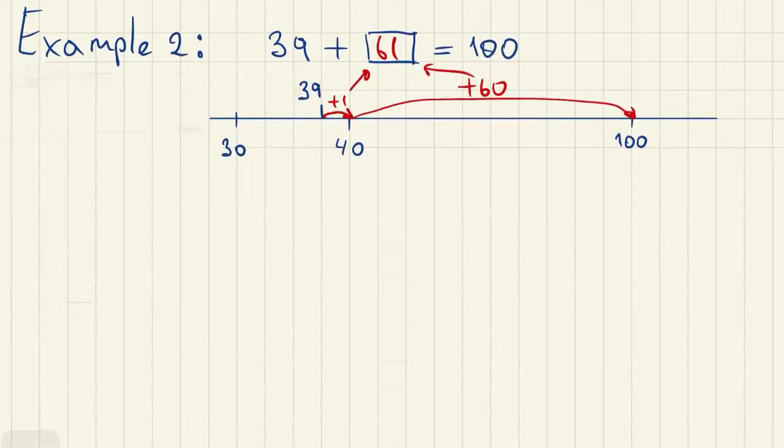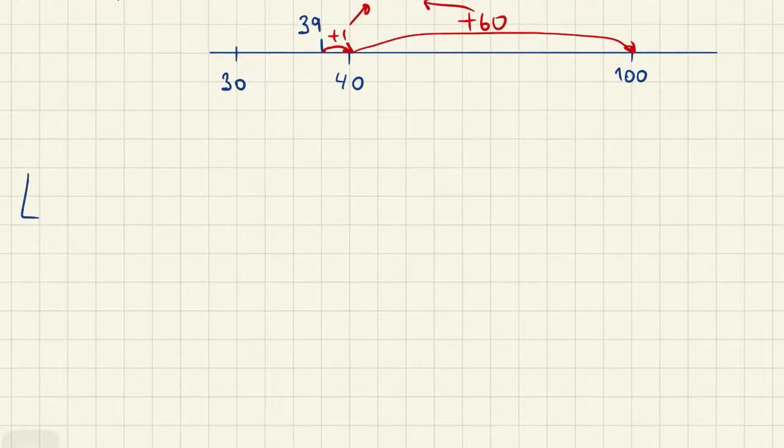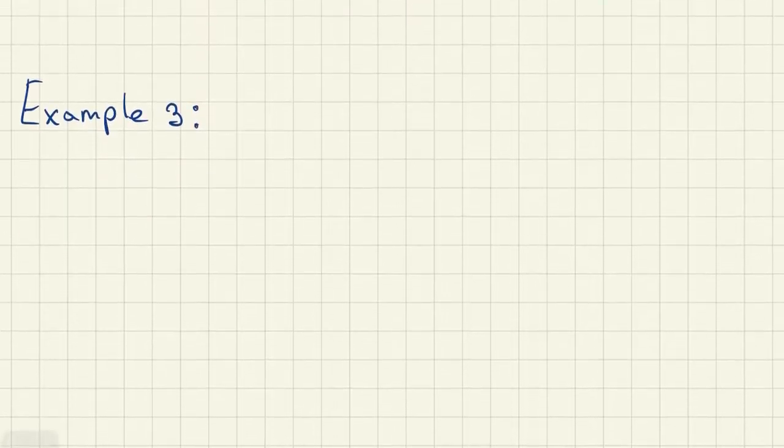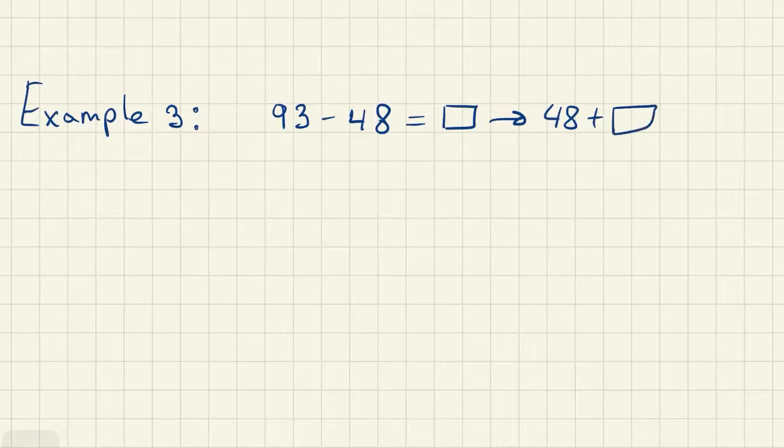Let's try one more with subtraction. So let's say we actually want to subtract 48 from 93. This one's going to be a little bit harder. So we transform it, right? 48 plus something is equal to 93. Okay, let's do it.